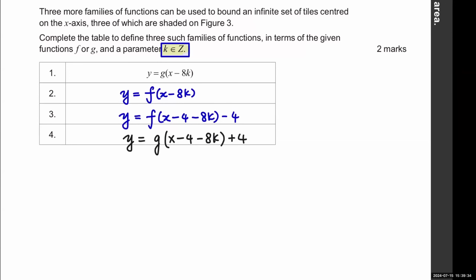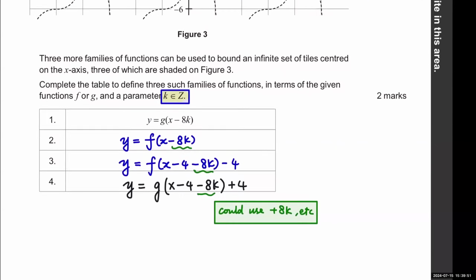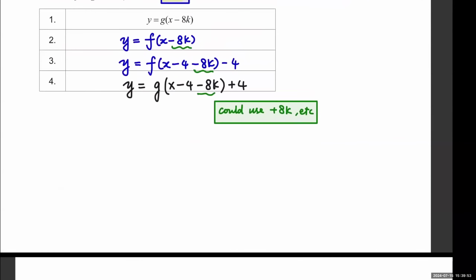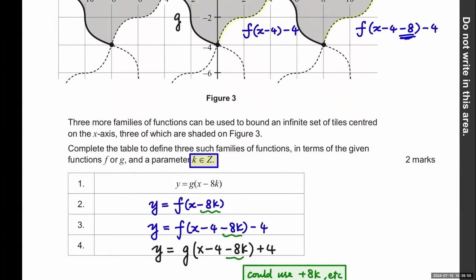2 marks for 3 entries. Interesting. And I could notice this bit could use plus 8k, etc. All right. So that is part H, an interesting test solution question, very creative.